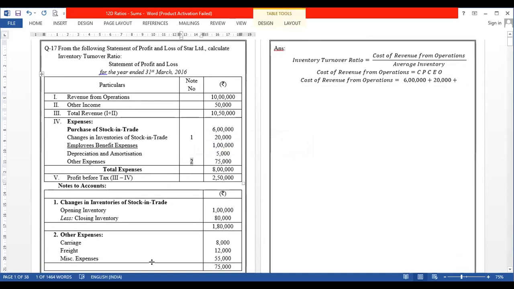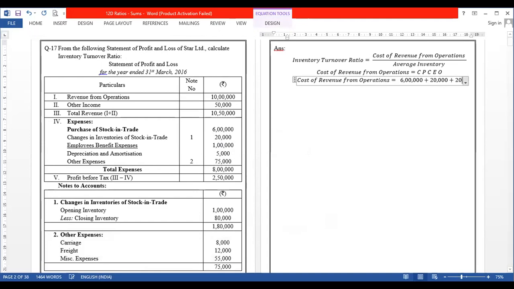And let us go to note number 2 and find from there which amounts I'm supposed to take from here. Carriage and freight, we need to add these two expenses over here. So 8 plus 12 is 20,000. Okay, so what is the total of this? 6 lakh plus 20 plus 20, that is 6 lakh 40,000. Okay, so this is my cost of revenue from operations.